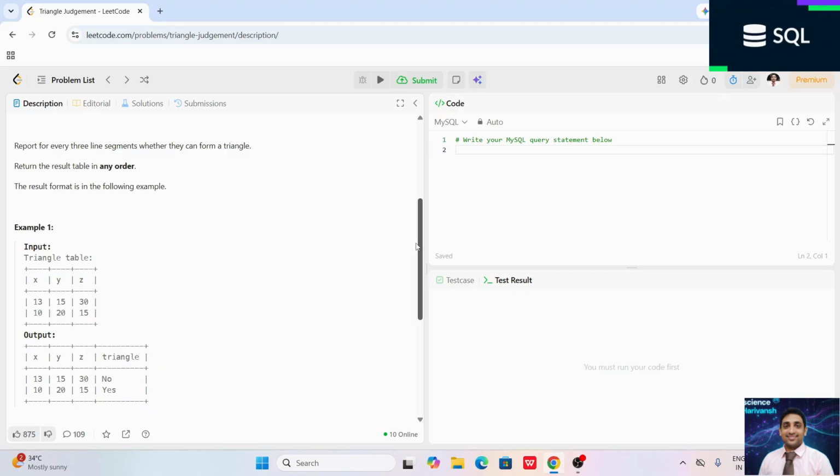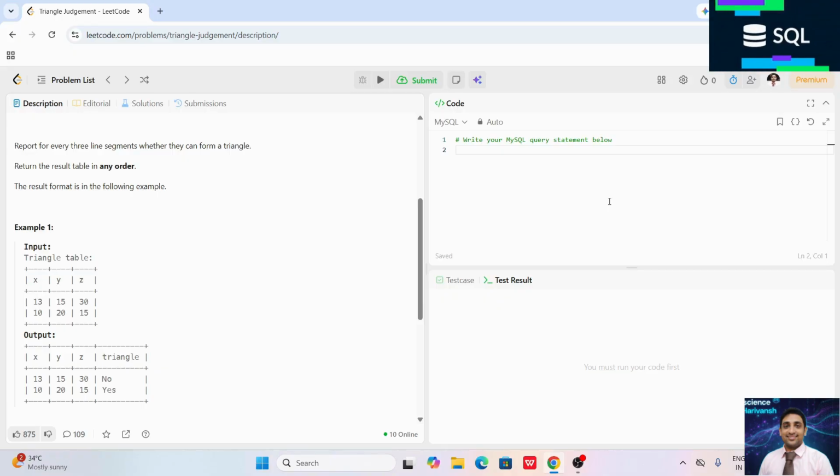Now mathematically, 3 sides can form a triangle only if they satisfy the triangle inequality rule, which says that the sum of any 2 sides must always be greater than the third side. So in this case the conditions are: x plus y should be greater than z, x plus z should be greater than y, and y plus z should be greater than x. If all 3 conditions are true, then the answer should be yes, otherwise no. Now let's move step by step into the SQL solution and connect each line with what the question is asking.